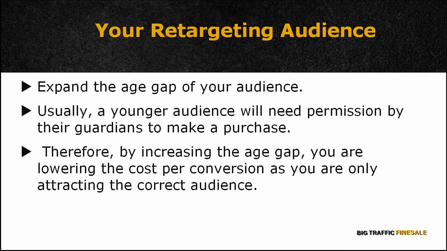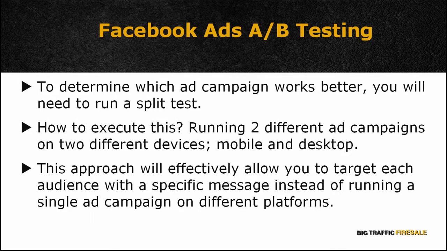For instance, you're putting up your ad where you're offering a software and the targeted audience are tech-savvy users. Most advertisers will pick an age range of 18 to 44. Usually, a younger audience will need permission by their guardians to make a purchase, or they don't have enough money to make the purchase. Therefore, by increasing the age gap, you are lowering the cost per conversion, as you're only attracting the correct audience.